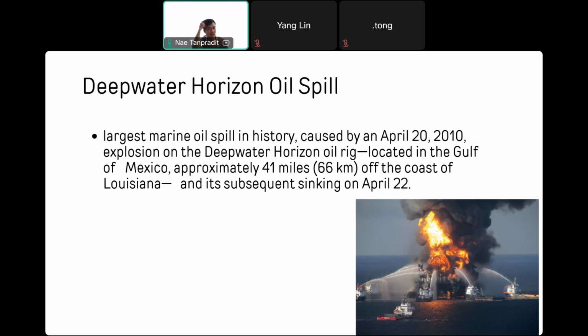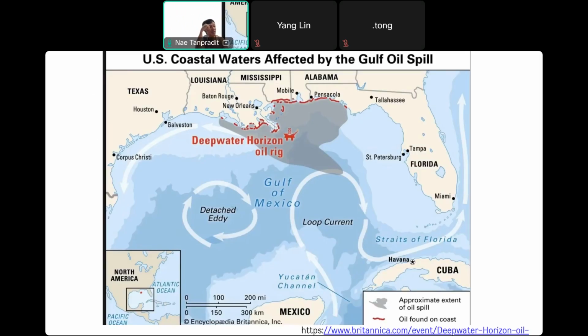The other is the Deepwater Horizon oil spill. It happened about 15 years ago. You may have heard about it from the international news. It's the greatest marine oil spill in history. It dumped many tons of oil into the sea because of the explosion of the oil drill. It's in the Gulf of Mexico. You see the Deepwater Horizon oil rig is here.